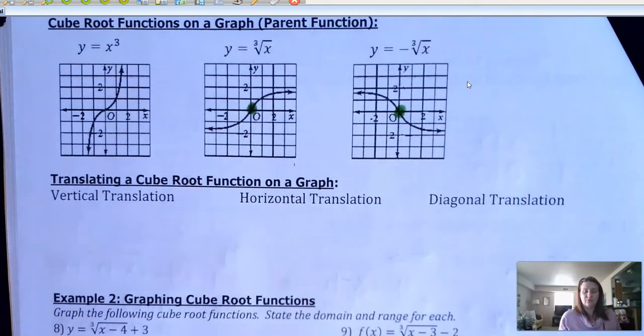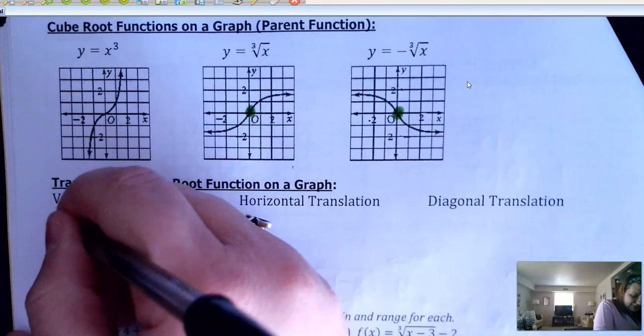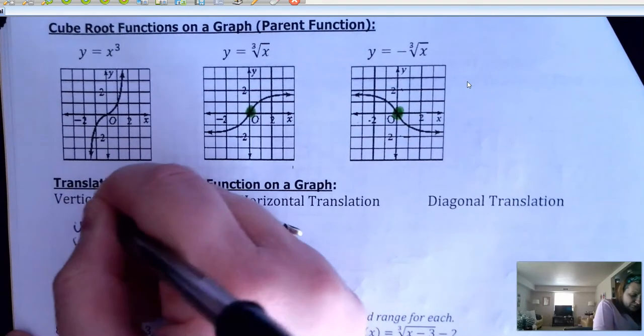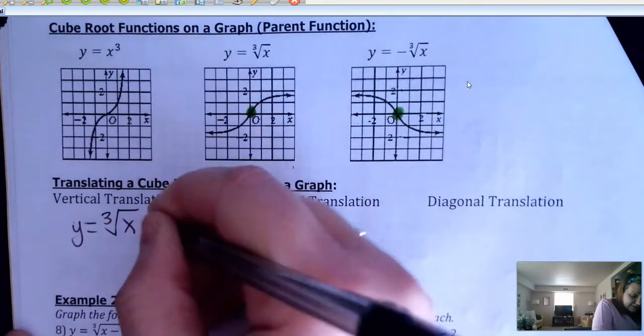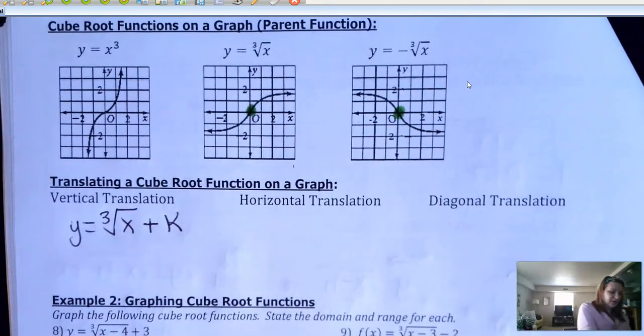You can take the cube root of a negative number. That's why we have both of these possible options here. Okay, so vertical translation. Again, it would be up and down. It's going to look something like this. Y equals cube root of x plus, could be minus, something on the outside. That's going to move it up and down.